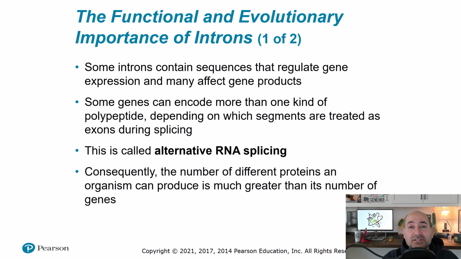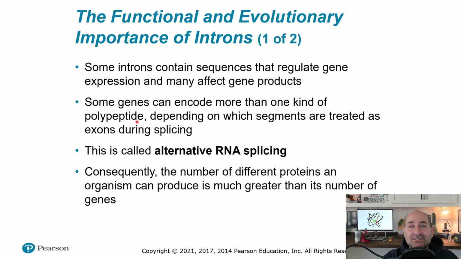Now, while we're still on the topic of eukaryotic RNA splicing or intron splicing, eukaryotic genes can sometimes encode more than one kind of polypeptide.